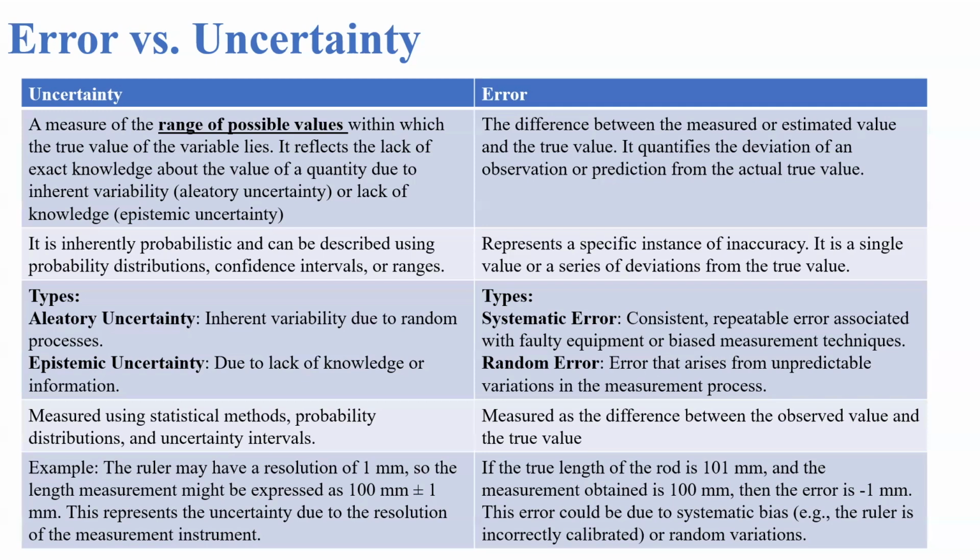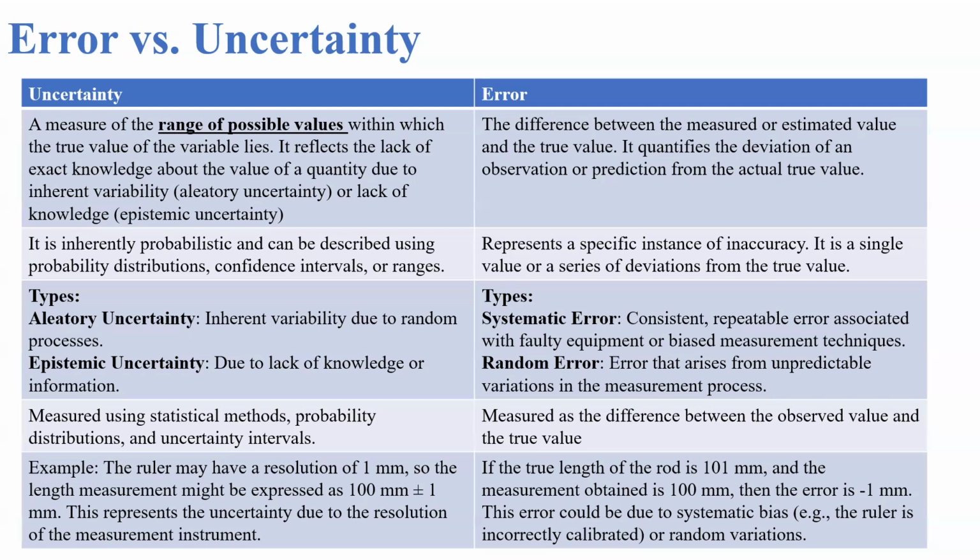uncertainty. We talked about it: aleatoric and epistemic uncertainty, while error could be systematic error or random error. Systematic error is consistent, repeatable error associated with faulty equipment or biased measurement techniques. Random errors are due to unpredictable variations. Uncertainty is measured through statistical methods, probability distributions, and uncertainty intervals, while error is the difference between the observed value and the true value. And here is an example of error versus uncertainty.